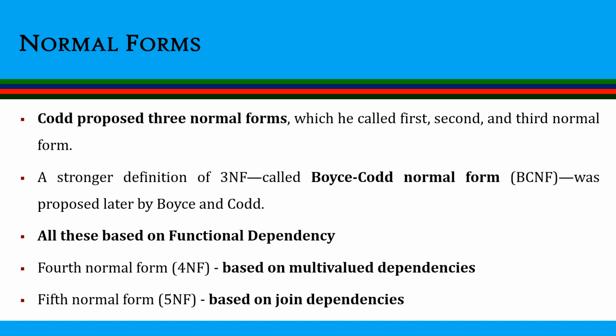E.F. Codd proposed three normal forms initially, which he called first, second, and third normal form. And a stronger definition of third normal form, also called Boyce-Codd normal form, BCNF, was later proposed by Boyce and Codd. All these normal forms, first, second, third, and BCNF, were based on the concept of functional dependency. Then the fourth normal form and fifth normal form are based on multi-valued dependencies and join dependencies respectively.